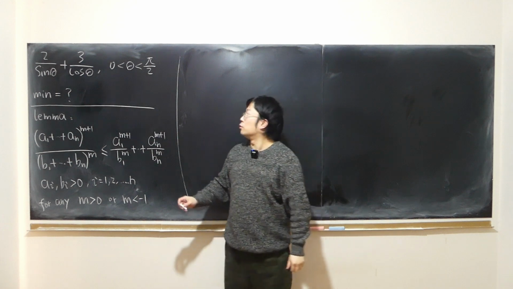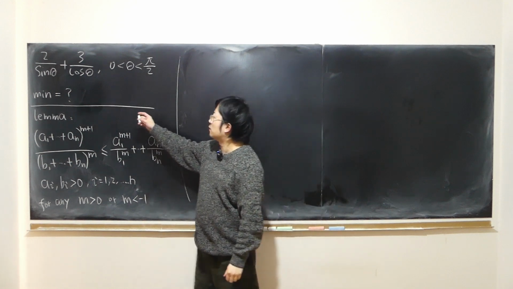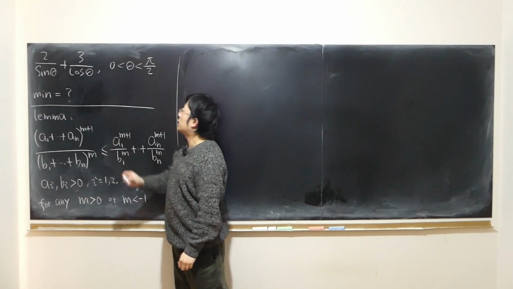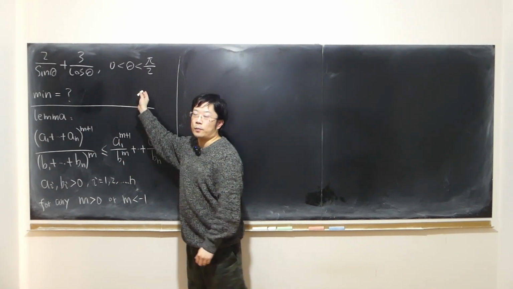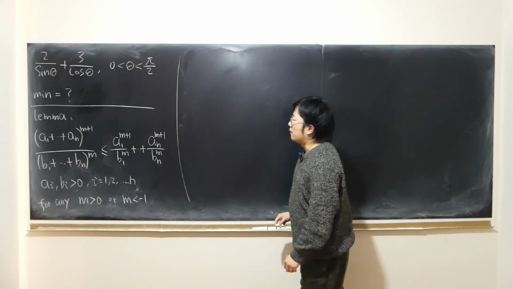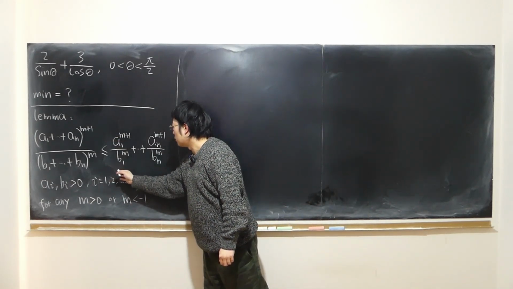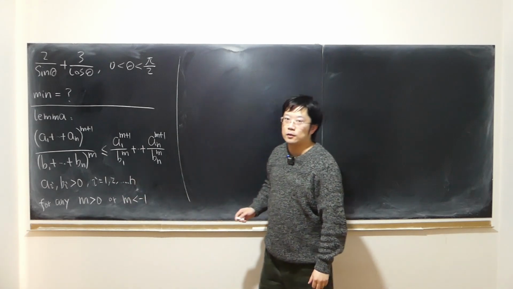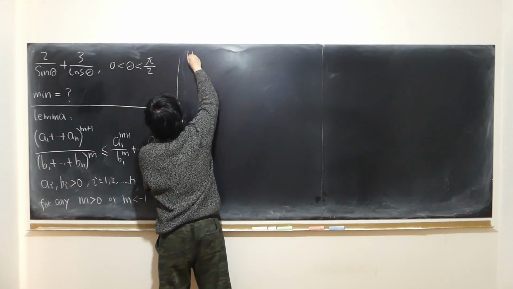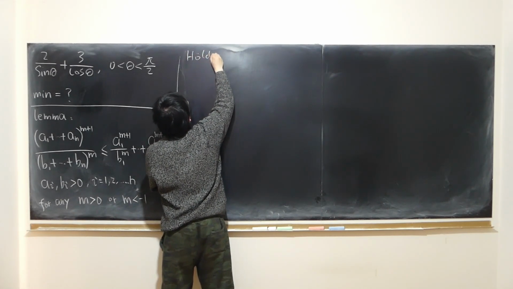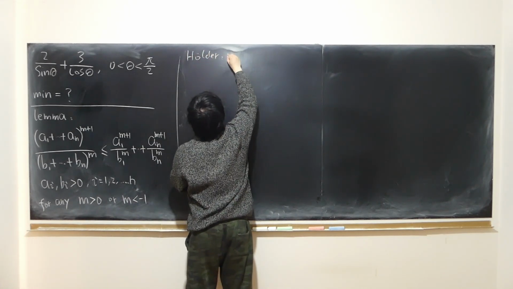What's the minimum value of 2 over sine x plus 3 over cosine theta, where theta is restricted between 0 and half pi? And so we're going to use this lemma, this inequality, a special case of Holder's inequality. First let's write down Holder's inequality.